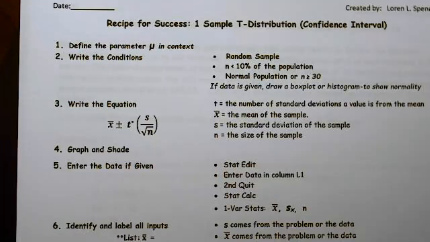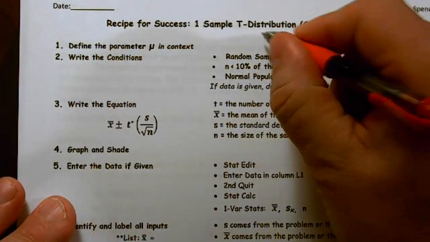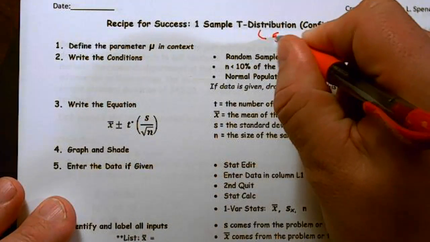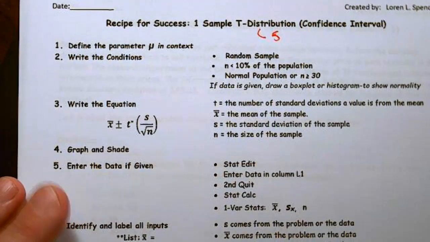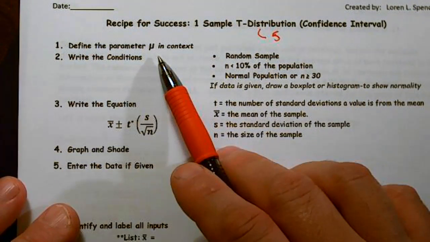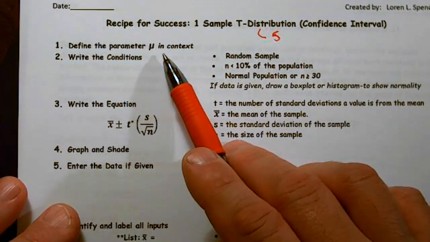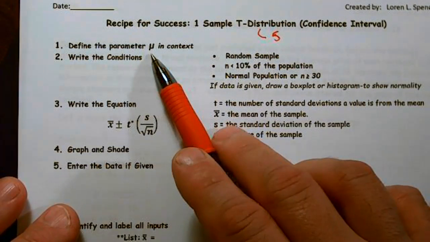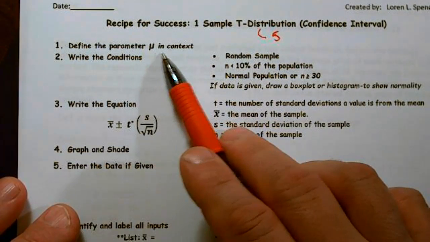In this video, we're going to be carrying out a one sample t-distribution confidence interval. Please remember we use the t-distribution when we have the standard deviation of the sample, denoted by s. We use the z when it's the standard deviation of the population. So the very first thing, just like with the z, is to define the parameter in context. And since we're working with means, we're going to use the Greek letter mu, in context.